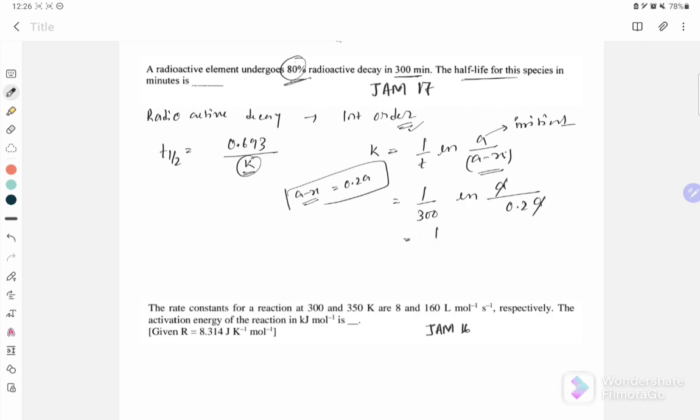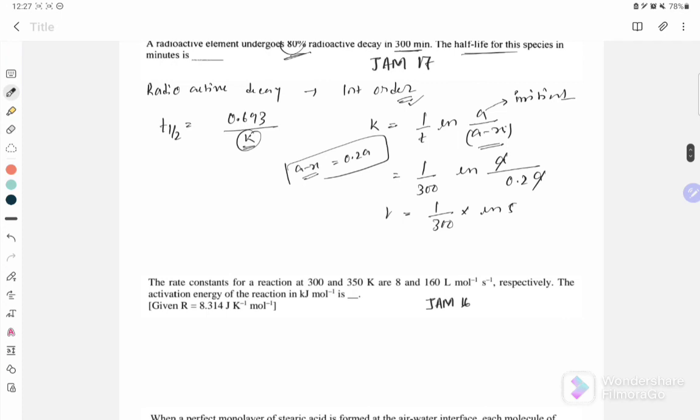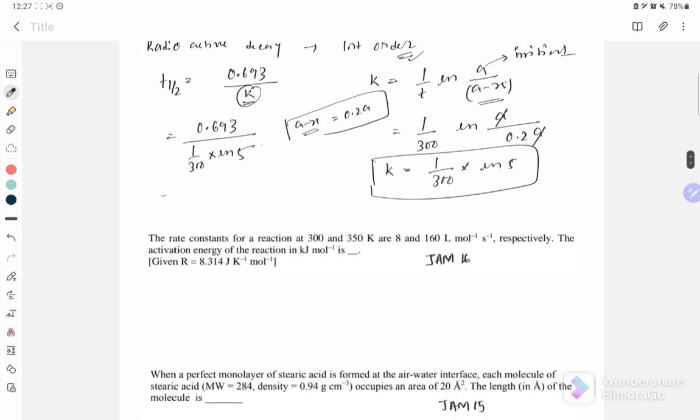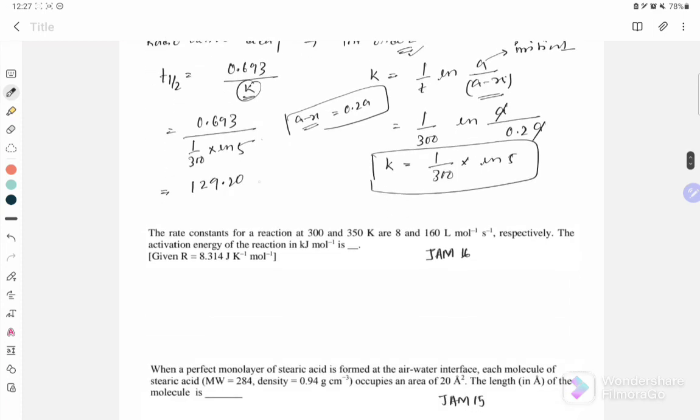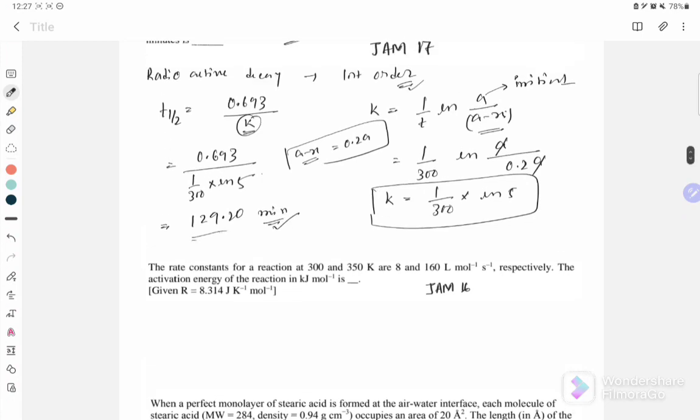So K is 1 by 300 into ln 5. We just put it here: t half is 0.693 by 1 by 300 into ln 5. If you calculate this, it will be 129.20, and the unit is minutes. So this is our answer.